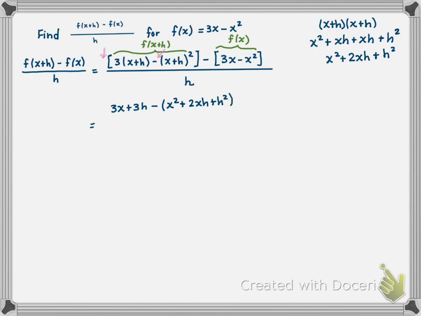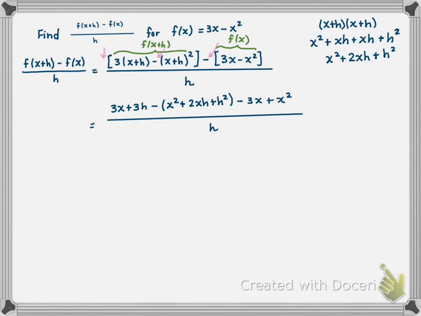And then to get rid of those square brackets, I have to distribute this negative here. So minus 3x plus x squared. All over h.